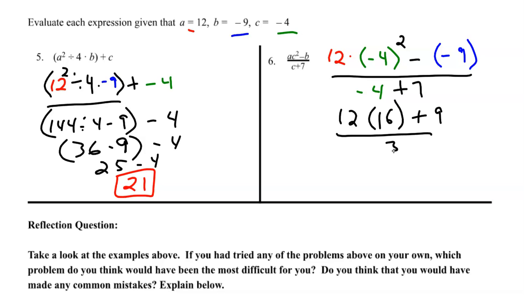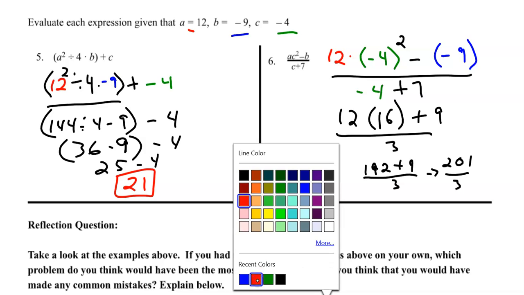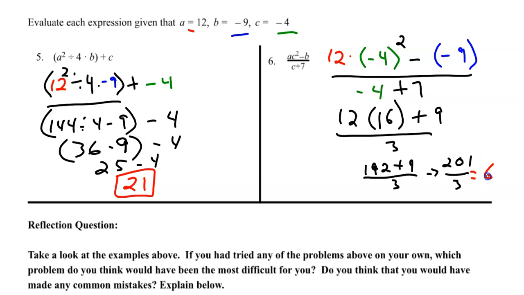Simplifying now, we've done groupings. There's no more exponents, so it's multiplication. So on top, 12 times 16 is 192. Plus 9 all over 3. 192 plus 9 is 201 over 3. And now we can go ahead and do that final thing, which is 201 over 3, which is 201 divided by 3. And we find that that is exactly 67.